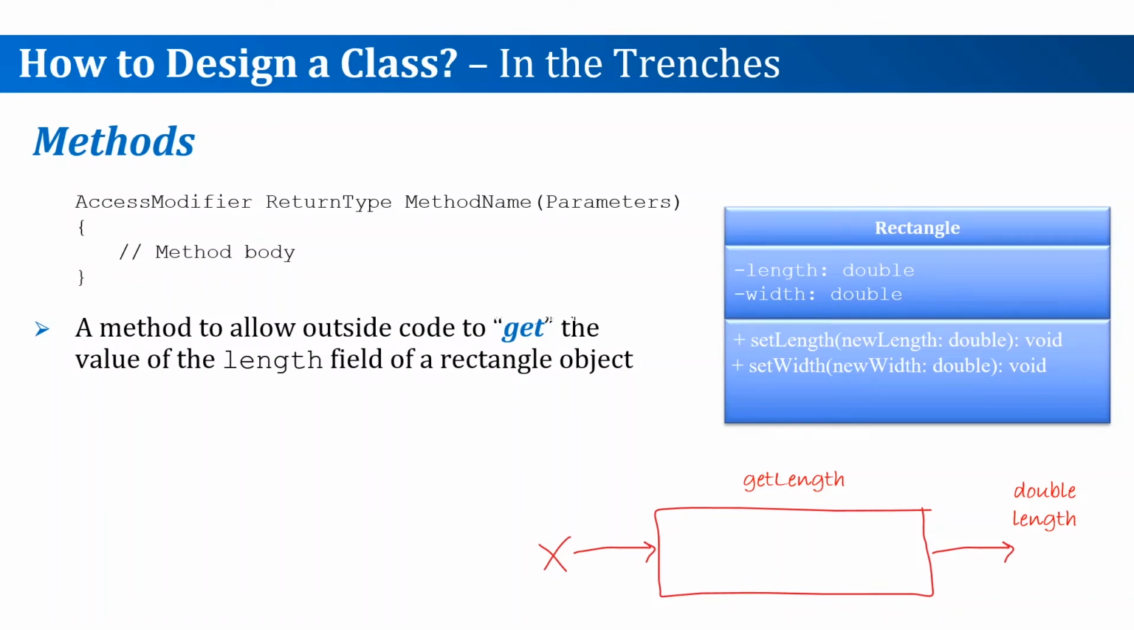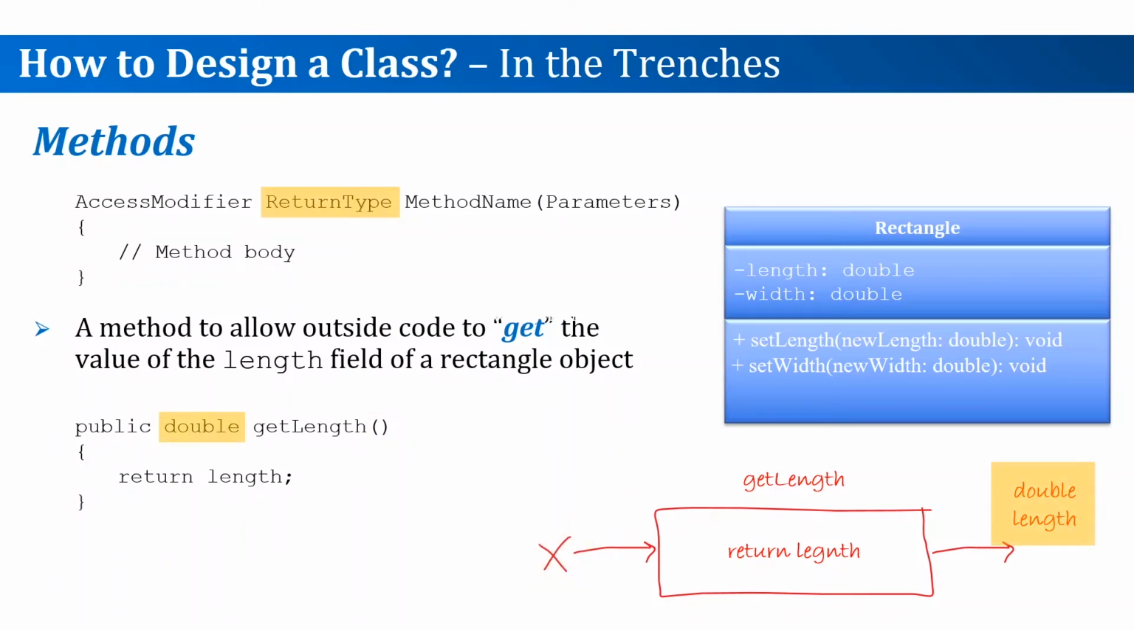Now, how does the method return the length? As we will learn soon, there is a keyword in Java that is called return, which tells the method to return a variable or a value. Alright, let's translate that into Java code. Notice that the parentheses are empty since the method doesn't take an input parameter. Also notice that the return type is set to double since we are returning the length, which was declared to be of type double.